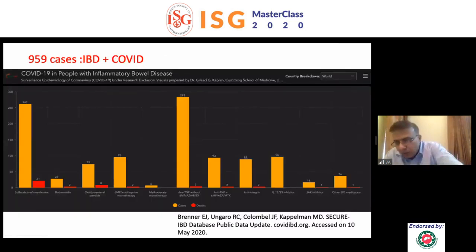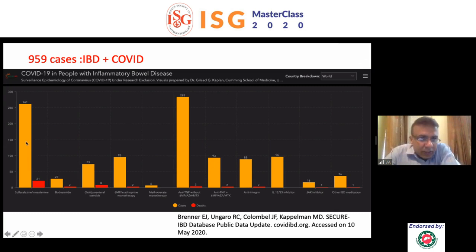Finally, in the times of COVID, is COVID going to change our management of Crohn's disease over the next 2-3 months? This is the latest data from the registry, 959 cases, IBD plus COVID all over the world. There are 3 cases from India which have been included in this registry. What do you find out here?